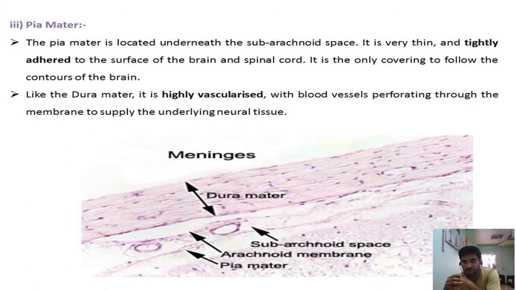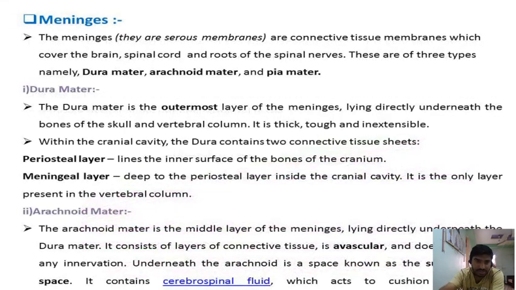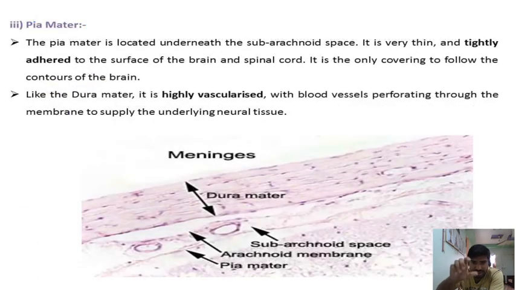These are the three layers of special membranes present around the brain, spinal cord, and roots of the spinal nerves, called the meninges. The outermost layer is the dura mater. Inside this is the arachnoid membrane, and the deepest is the pia mater.